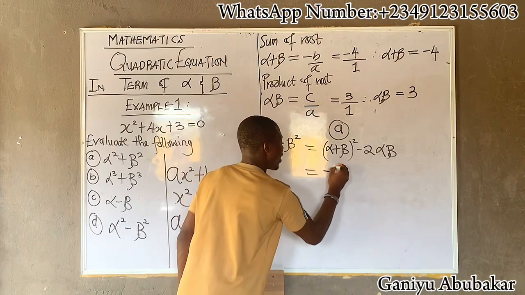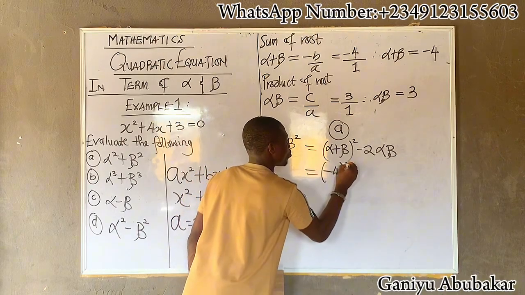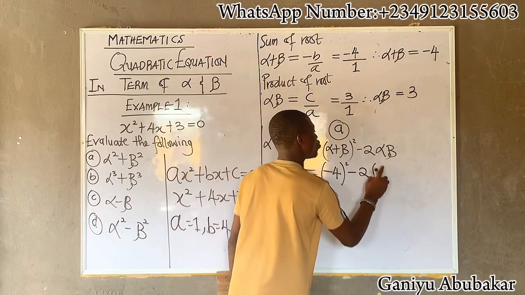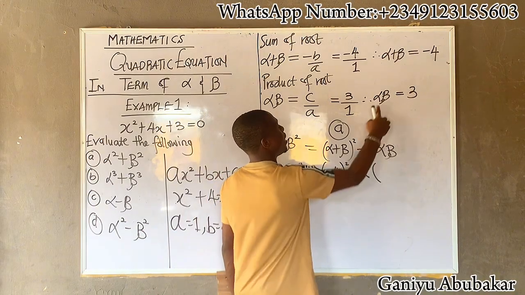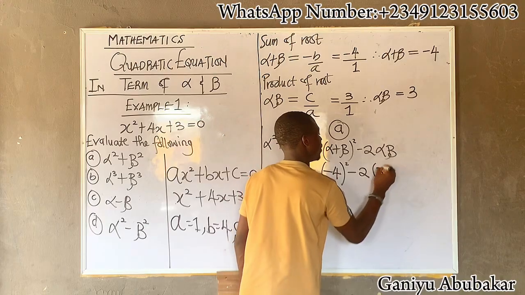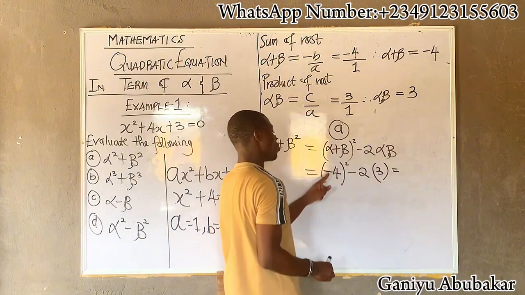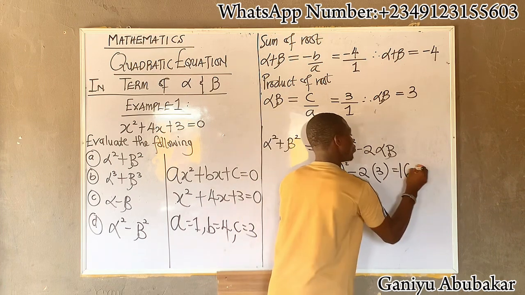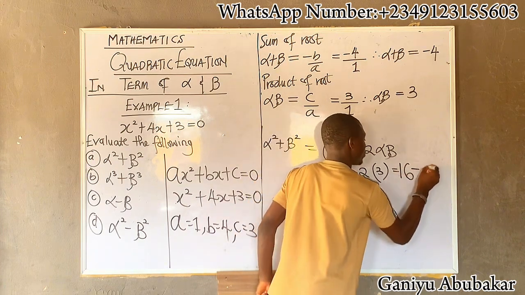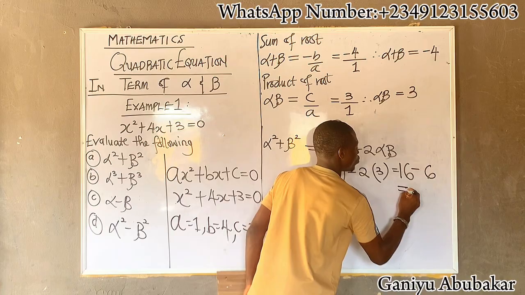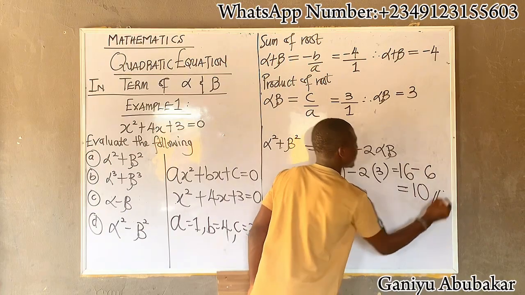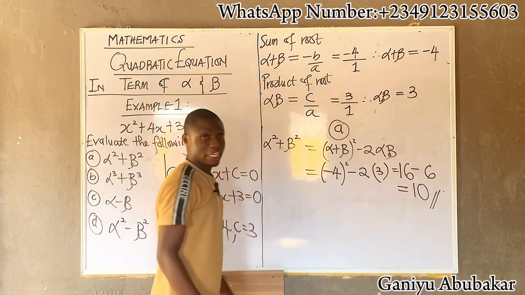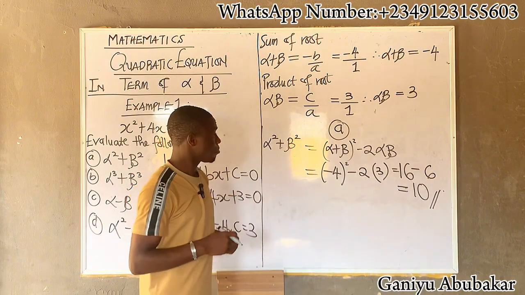So I have minus 4 all squared, minus 2 into alpha beta. What's alpha beta? Alpha beta is 3. So I have 3 here. This is now equal to minus 4 squared, of course 16, minus 2 times 3, which is 6. This is now equal to 10. So my answer for question 1A is 10. This is how I solve this problem.